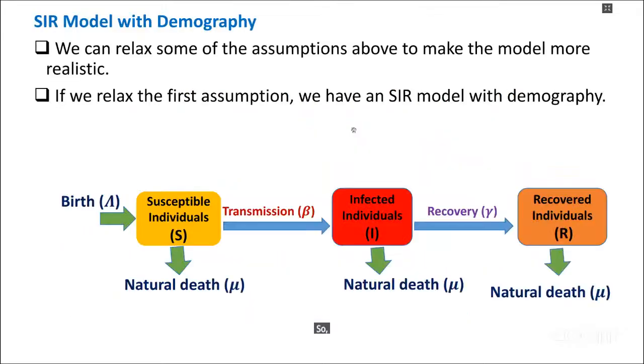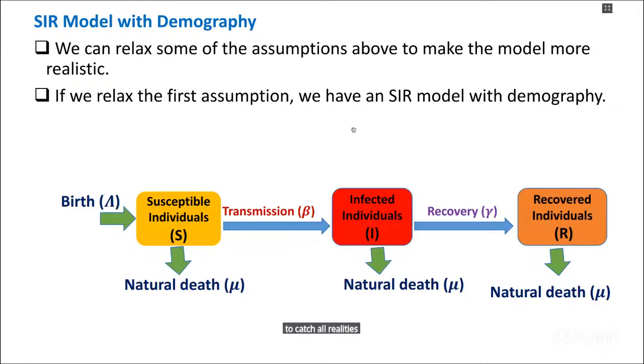So we want to relax some of the assumptions in the first model. If we relax the first two, we have an SIR model with demography. We want to relax the first two assumptions and then make our model a bit complex. The first model is simple, too simple. We want to make it a bit complex to capture reality the more.